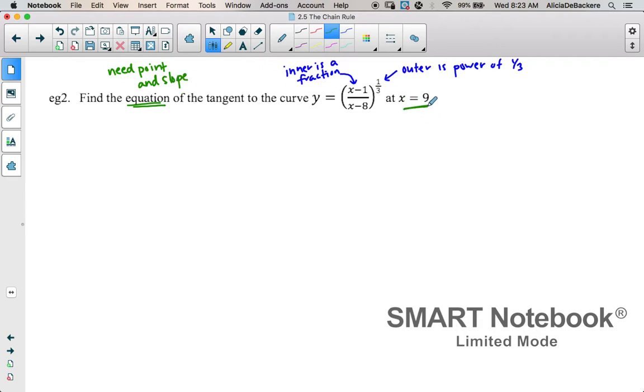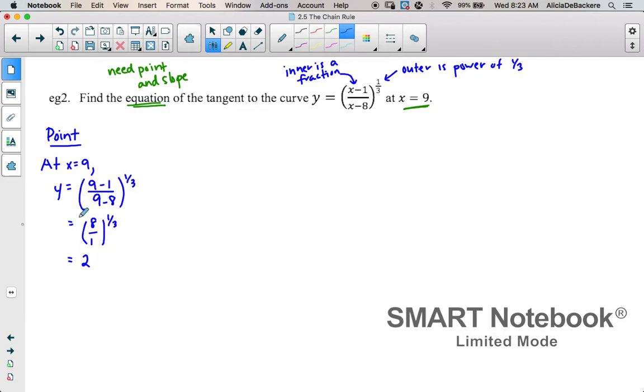And we wanted it at x equals 9, so we're going to use that value for the point and for the slope. So I'm going to get started with the point. Doesn't matter, you could have done slope first. The point is just to plug the x value into the equation. So at x equals 9, inside here I get 8 over 1, and I've got to the power of 1/3, which means to take the cube root of 8, which is 2. So I've got my point, 9 comma 2.